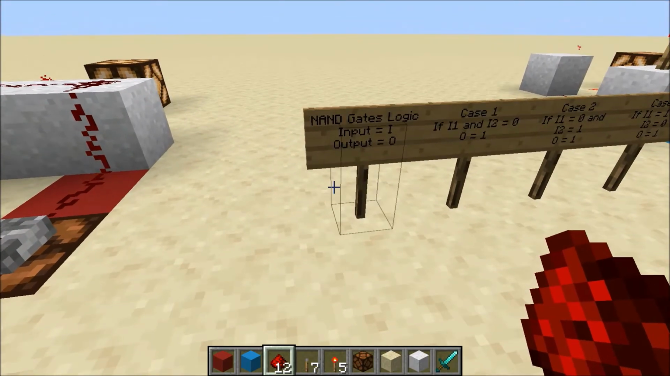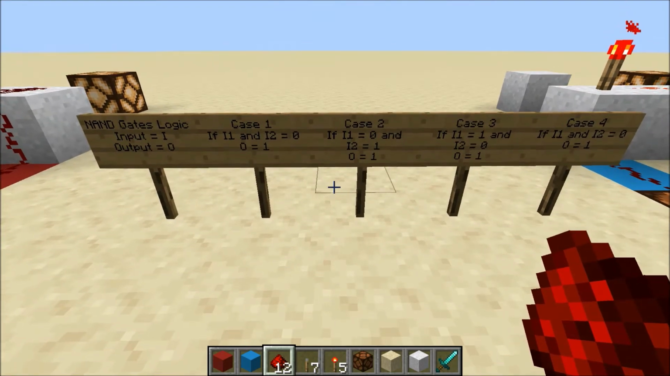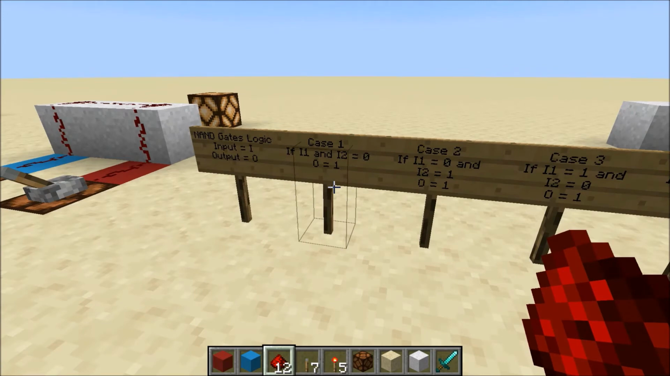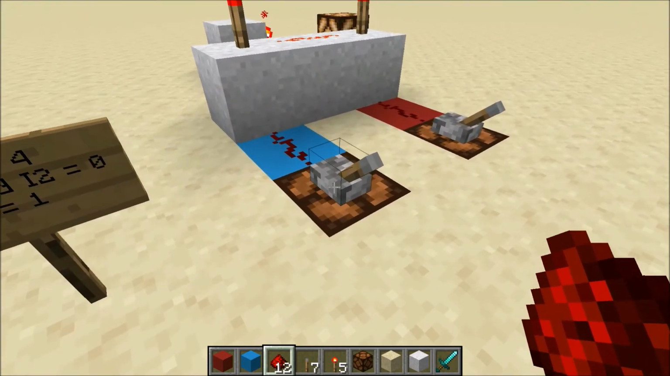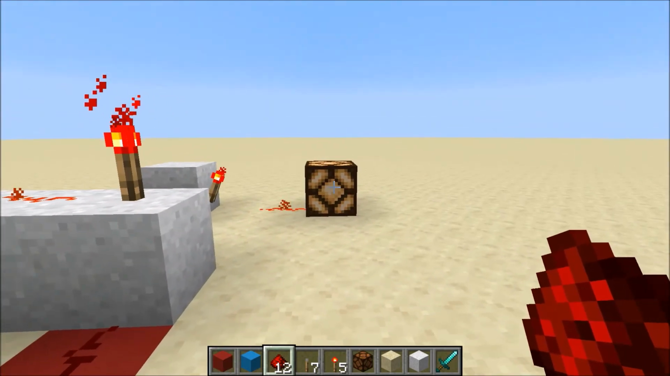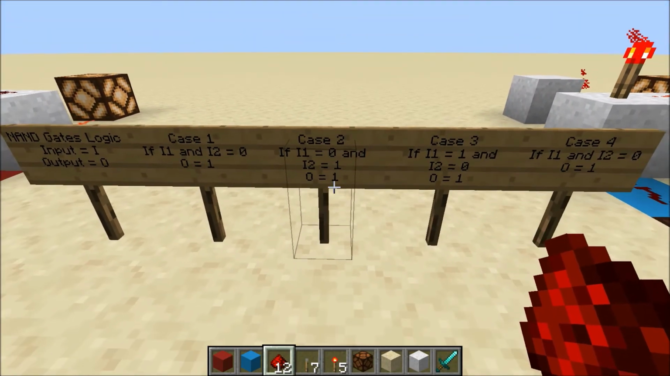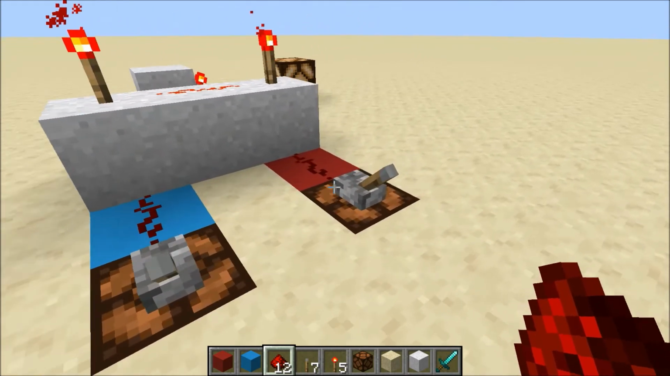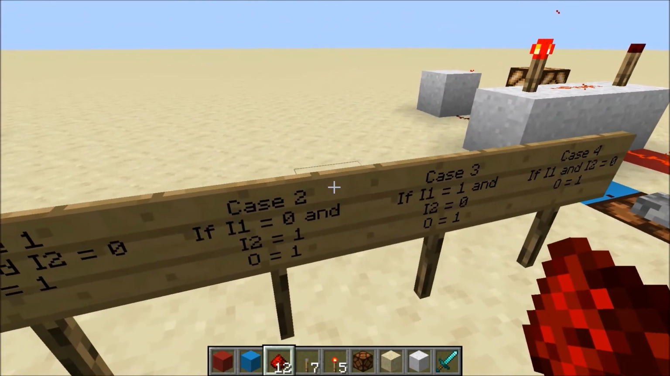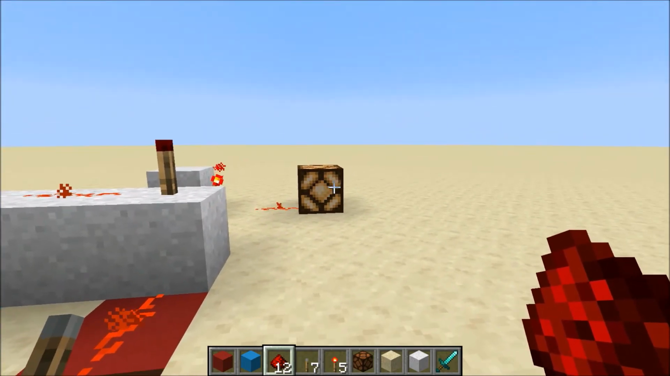And right here is our last logic gate for today, which is the NAND logic gate. The first case, if input 1 and input 2 equal 0, the output will be 1. The light is on. Moving to the second case, if input 1 equals 0 and input 2 equals 1, the output will be 1. And right here, the light is still on.